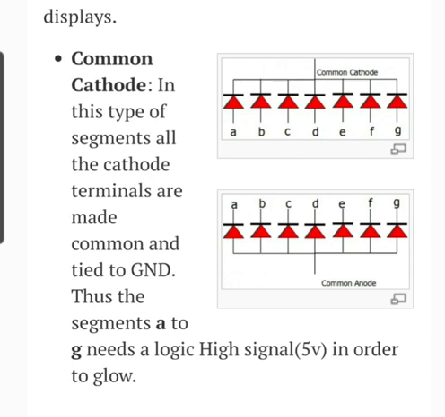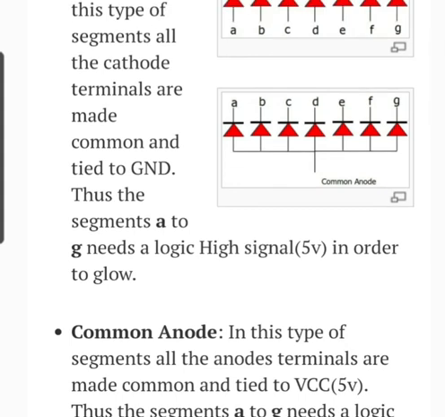In the common cathode type, all the cathode terminals are made common and tied to ground. So segments A to G need a logic high, that is a 5 volt signal, to glow. And in common anode, all anode terminals are made common and tied to VCC, that is 5 volt.